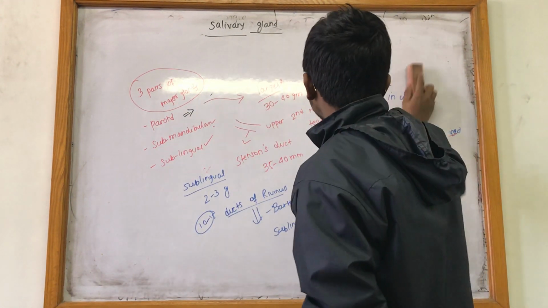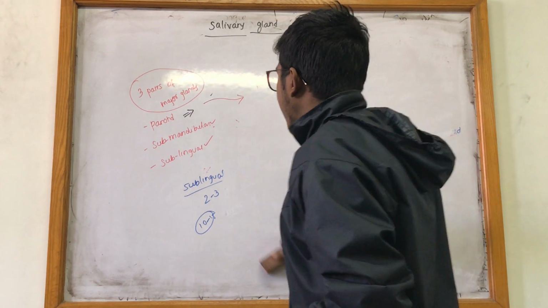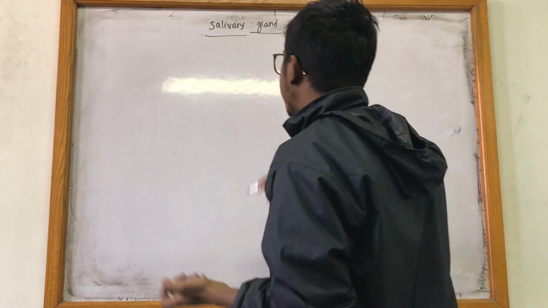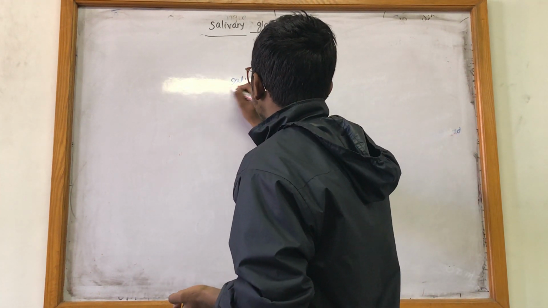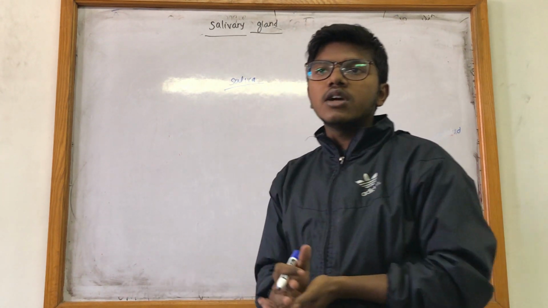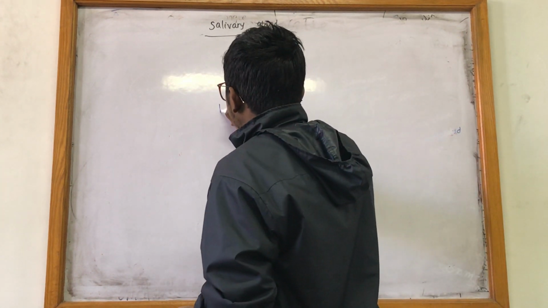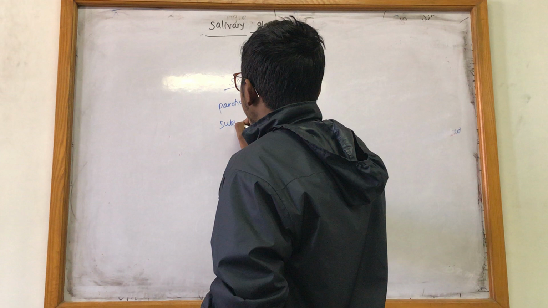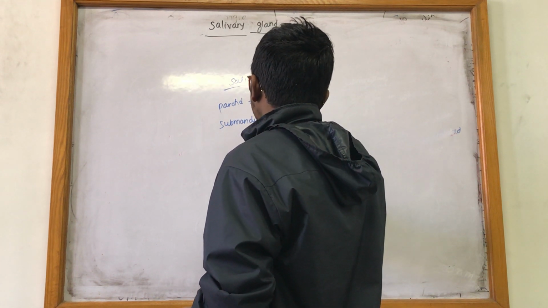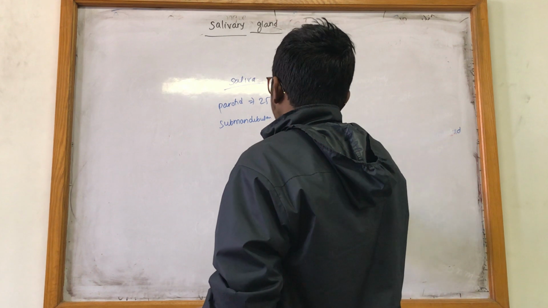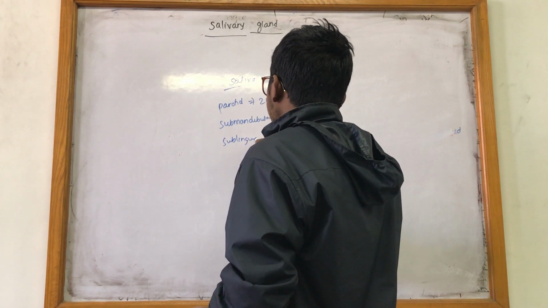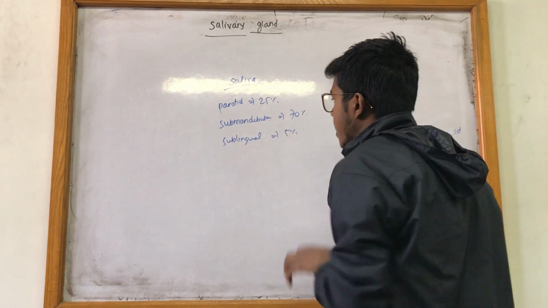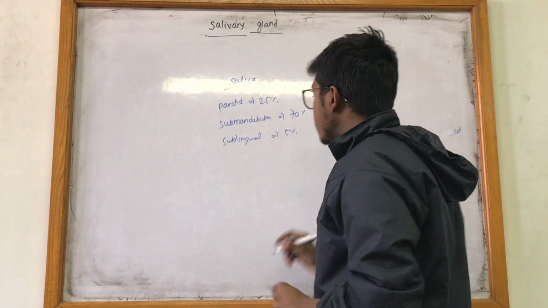Now coming on to the secretions of the salivary glands. All we know, the secretion of the salivary glands is a watery fluid that is known as saliva. The contributions of the various salivary glands to the saliva are: parotid gland gives only 25% of secretions, submandibular glands have the most contribution of 70%, and sublingual has very little, only 5% of the total secretions of the salivary glands.